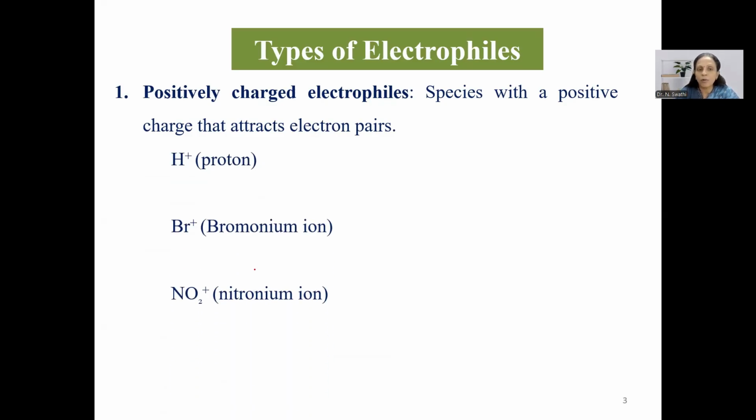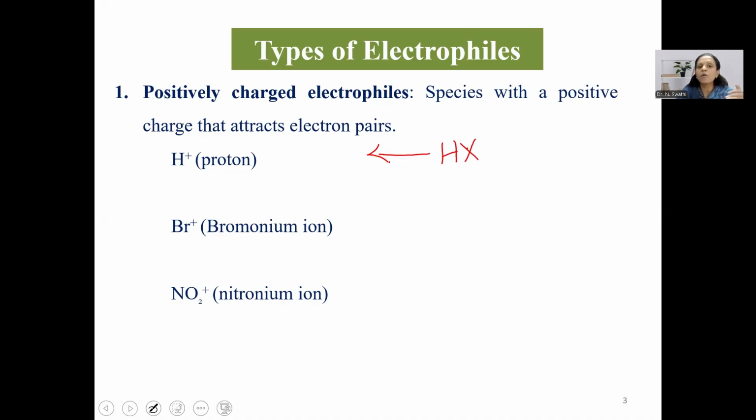In the case of proton, this proton will be formed after removal of the electron present in the hydrogen atom. The hydrogen atom, as you know, consists of one electron. Now if you remove this electron from the hydrogen, it becomes a proton, which is an example of an electrophile.